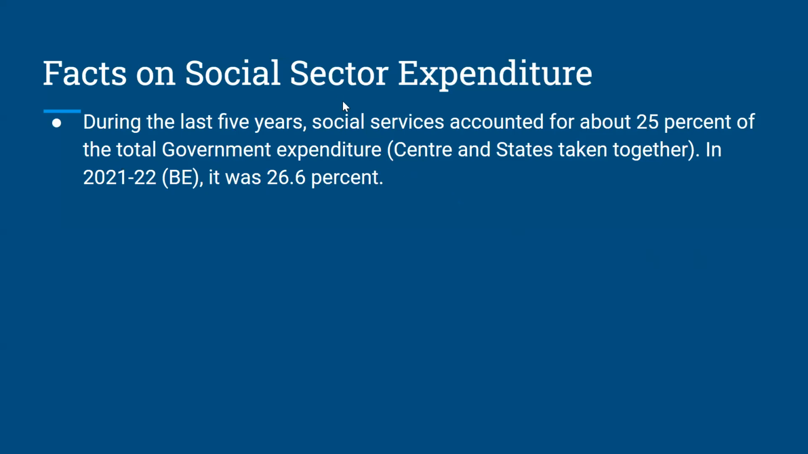So during the last 5 years, social services accounted for about 25% of the total government expenditure. Here we are taking both central and states together. In this particular economic survey, it is 26.6%.